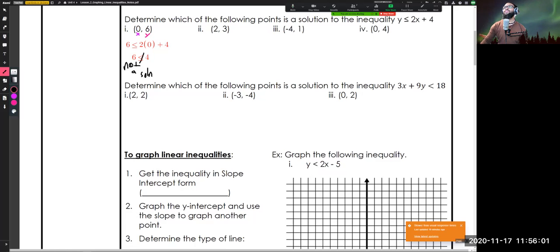Determine which of the following points is a solution to the inequality 3x plus 9y is less than 18. Okay. Same exact scenario here. We are going to have our x value and our y value. To check whether it's a solution, we're going to substitute those values into their respective places in this inequality. So our 2, which is in our x place, is going to go into this x here.